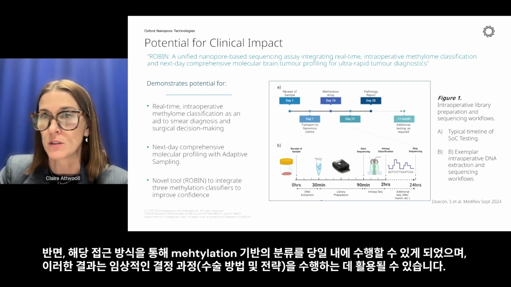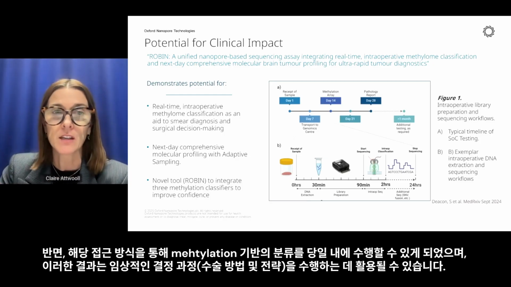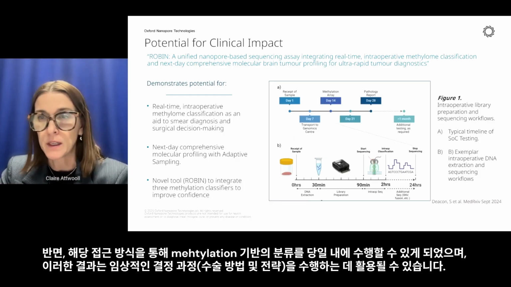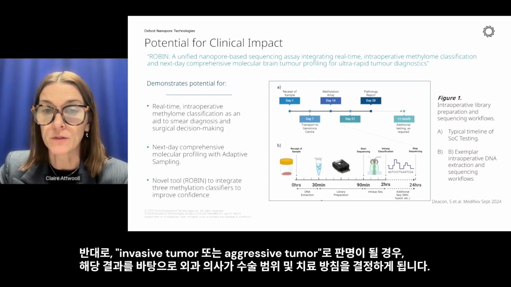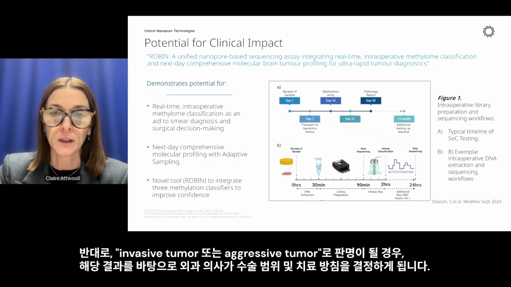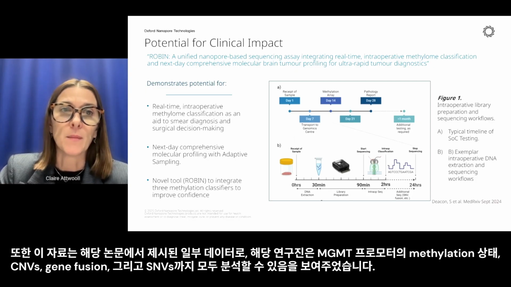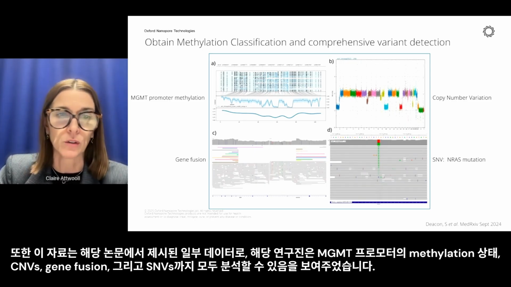And they're able to essentially reduce that down to same day to get the methylation classification, and that can be used to guide surgery. So if it turns out that it is a benign tumor, obviously the surgeons are going to be less aggressive. If it is a very aggressive tumor, then that will guide how the surgeons need to behave. So really powerful. And this is just some of the data from that paper that showed that they get the MGMT promoter methylation status, they get copy numbers, they can call gene fusions, and they're calling single nucleotide variants.